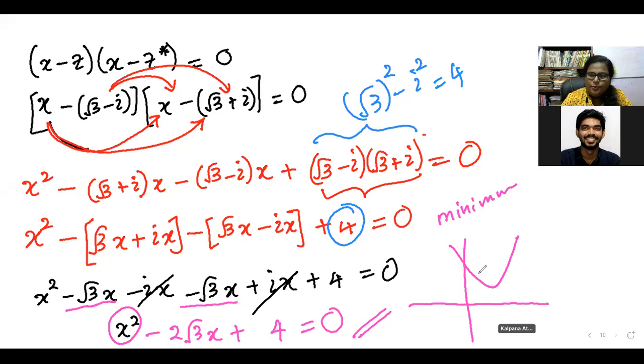That means the roots are complex roots. There are no real roots. So the graph does not cut the x-axis at any point.